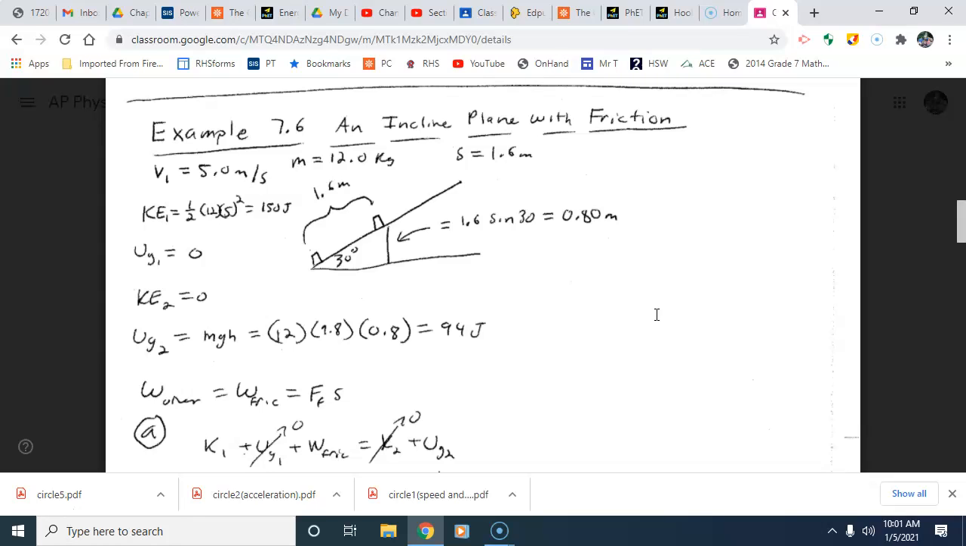But friction is not negligible. The crate slides only 1.6 meters up the ramp, stops, and slides back down. Part A, find the magnitude of the frictional force on the crate, assuming that this frictional force is constant. All right?